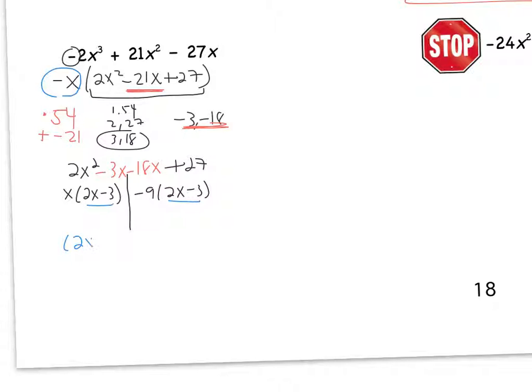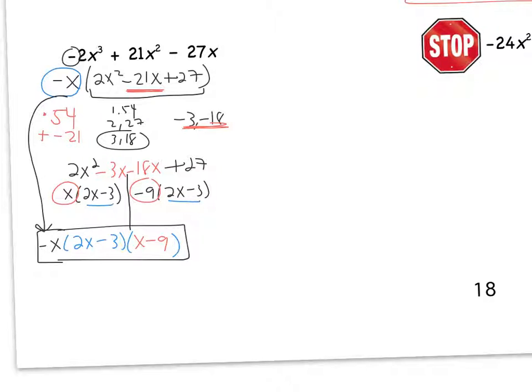So the first factor becomes 2x minus 3. Second factor becomes what I factored out, so x minus 9. So this is my final answer. And then, I forgot, we have to write out that negative x that was in front. So that's the negative x I factored out in the beginning.